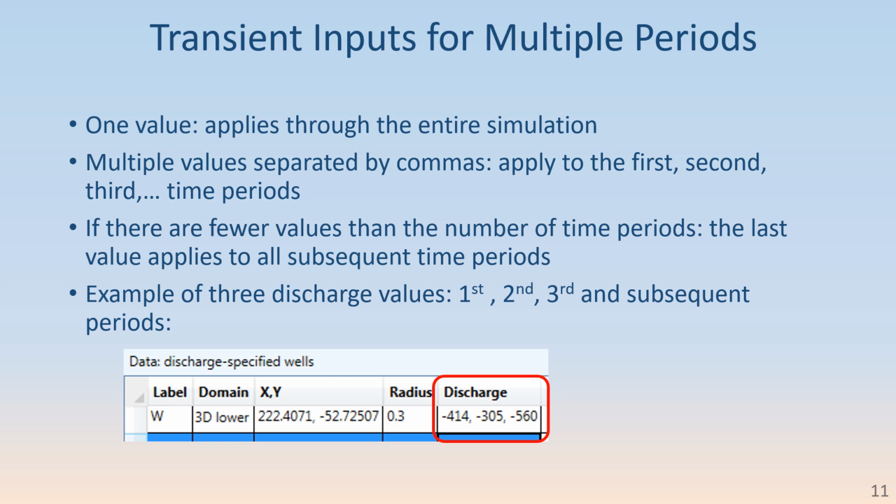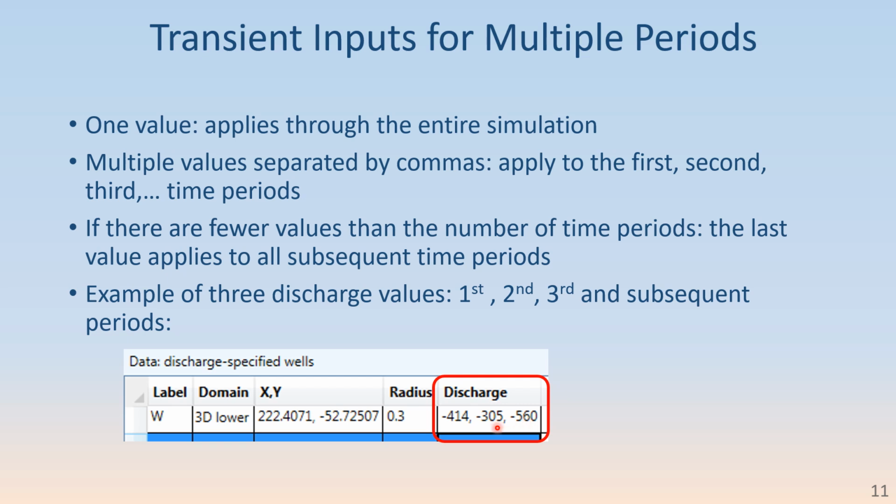Transient inputs are fairly simple to add to your model input. Here's a typical table for a discharge specified well. And in the discharge column, normally for a steady model, you just input one number there. But if you want to make that transient and your transient run has, say, 3 time periods, you just input 3 different values separated by commas. And those will apply to the first, second, and then third and subsequent time periods.